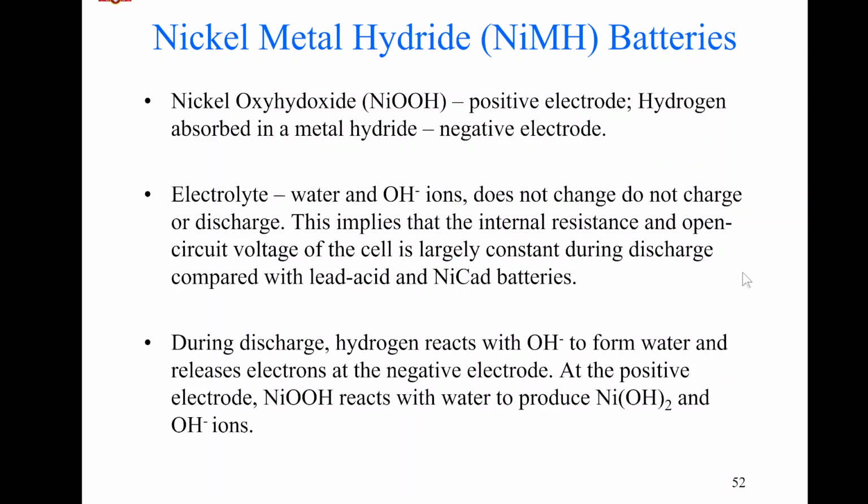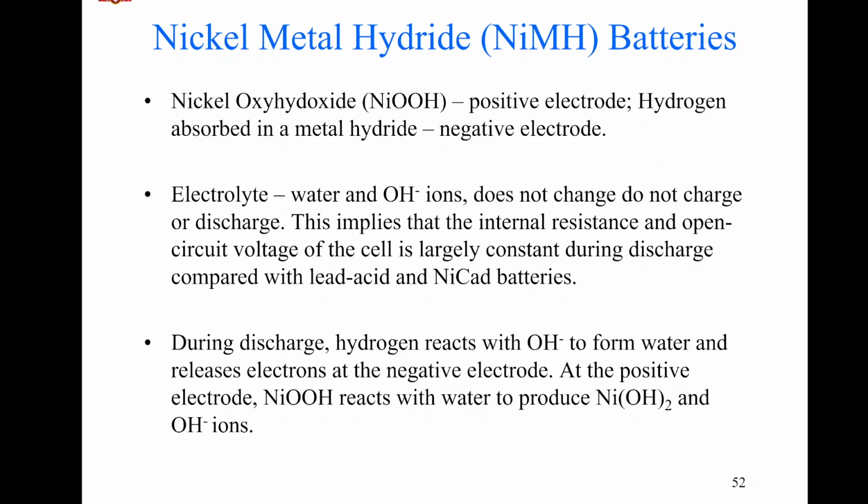nickel metal hydride batteries, here we have the positive electrode as nickel oxyhydroxide, and the hydrogen is absorbed in the metal hydride, that is the negative electrode. The electrolyte is water, and the OH minus ions do not change due to charge or discharge. This implies that the internal resistance and the open circuit voltage of the cell largely remain consistent.